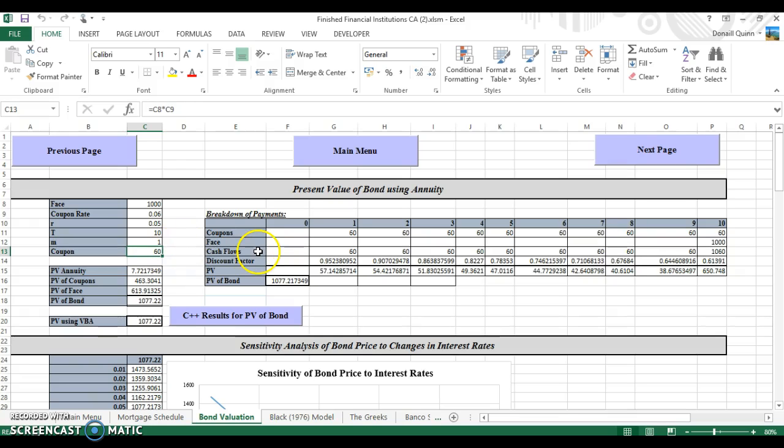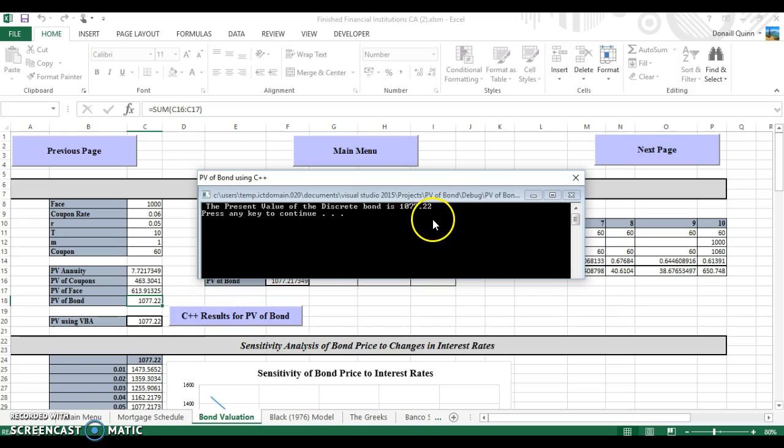A breakdown of the coupon and cash flow payments is shown here, and VBA code was also used to calculate the present value of the bond. C++ was then used to verify the results calculated in VBA.